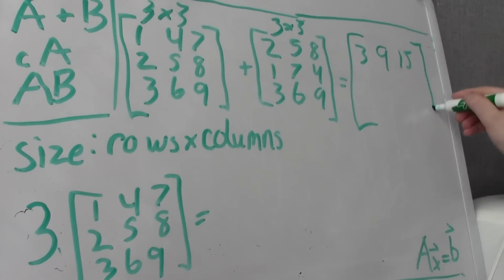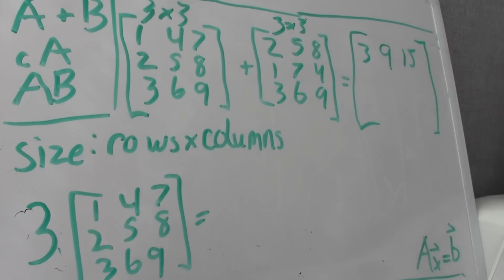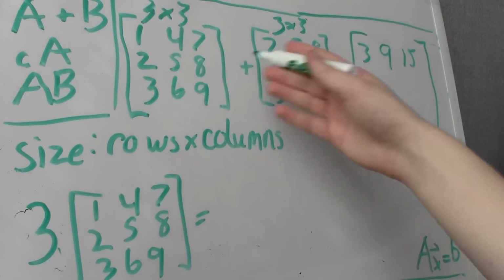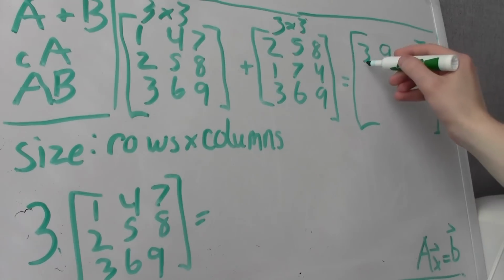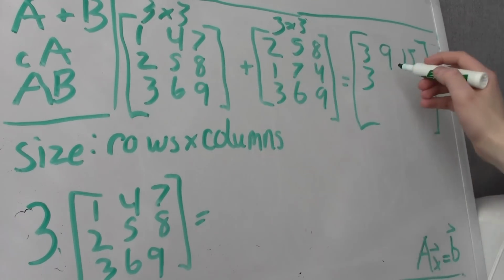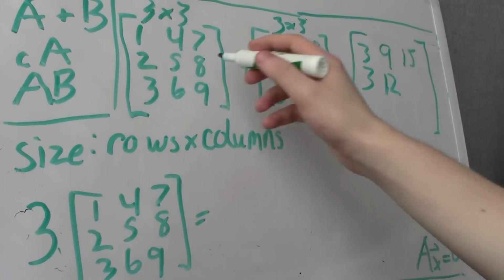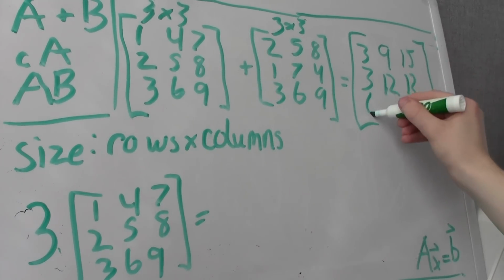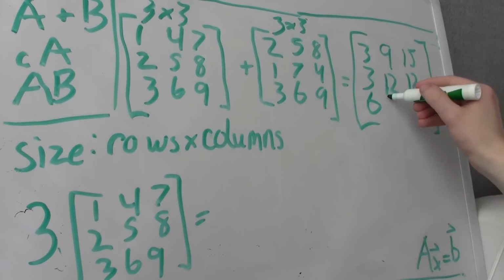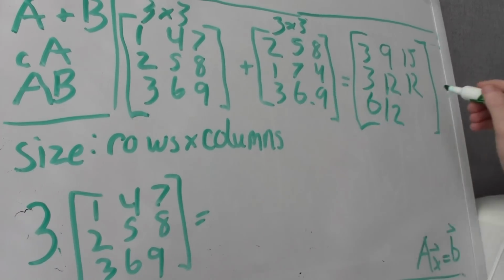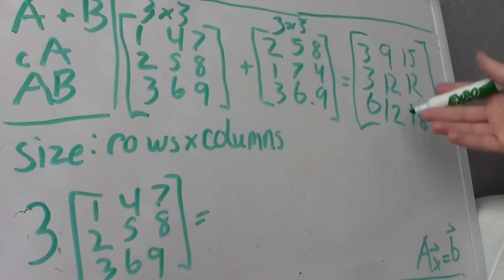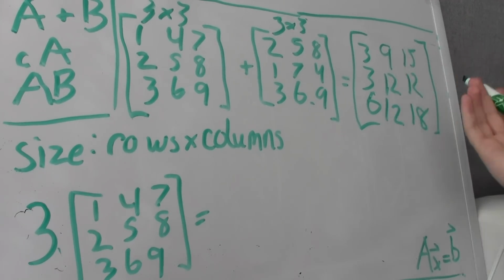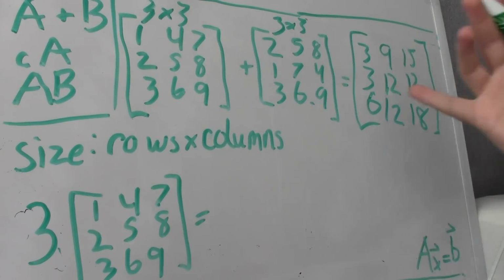So we filled out one row right here. Then you just do the same across the other rows. 2 plus 1 is 3, 5 plus 7 is 12, and 8 plus 4 is 12. 3 plus 3 is 6, 6 plus 6 is 12, 9 plus 9 is 18. So there you have it. That's our answer. It's a 3 by 3 matrix, just like the 2 we added.